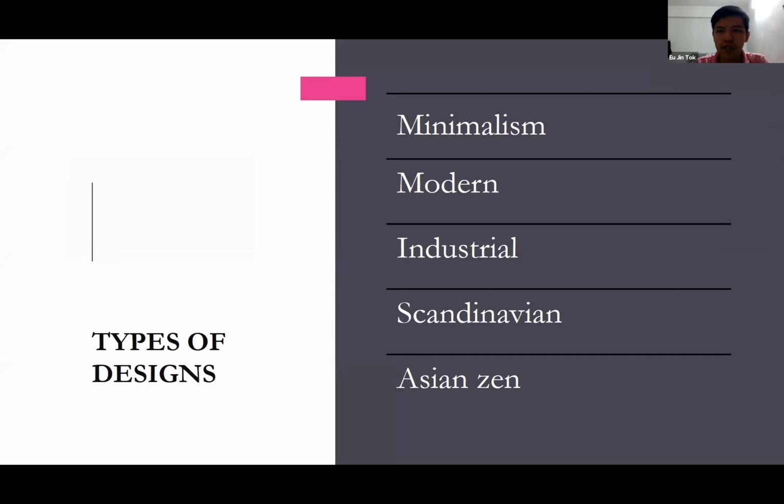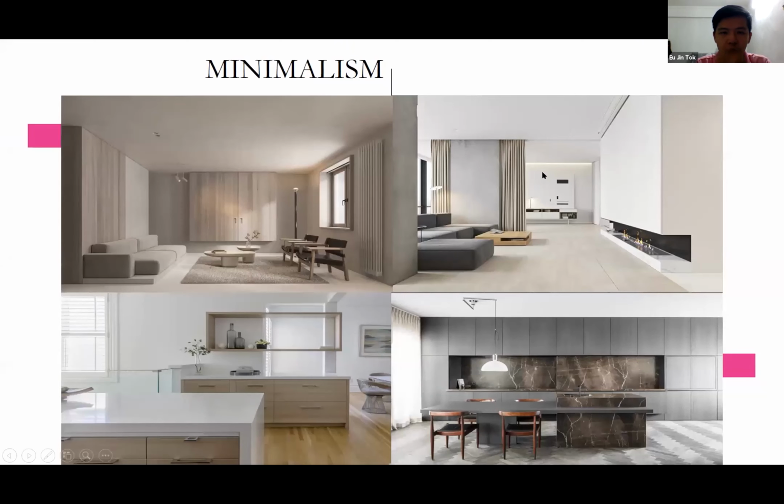Okay, types of design. I will go through them briefly. First is minimalism. Take a look at these photos, which are actually what we have. The idea is that the house is very clean, simple and neat, and you don't have much stuff there. This is the minimalism concept. You can see all these storage cabinets and how they keep their things out of sight.